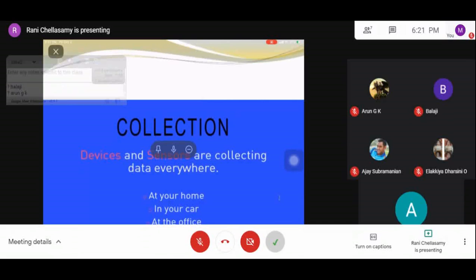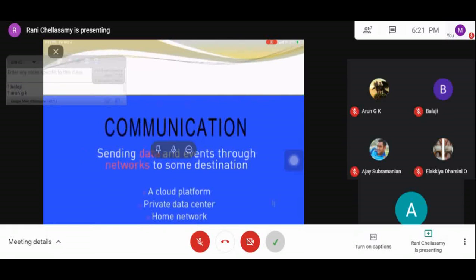Communication means the collected information will be shared or sent through the network to some destination. That is called the communication phase. The information can be communicated to a cloud platform or any private data centers. It can also be sent to your home network or any private servers.